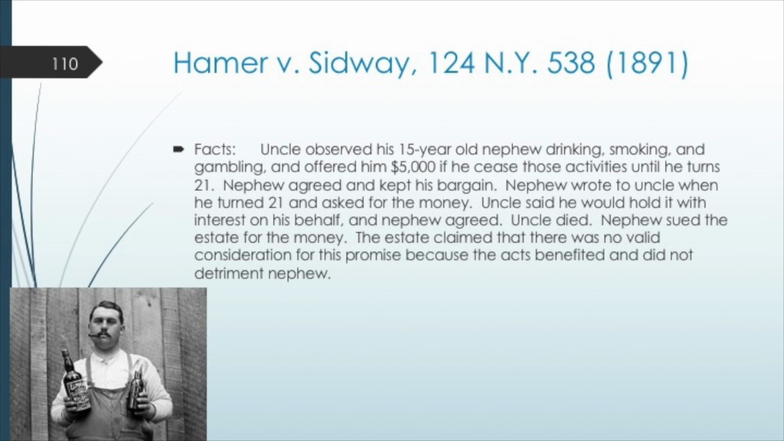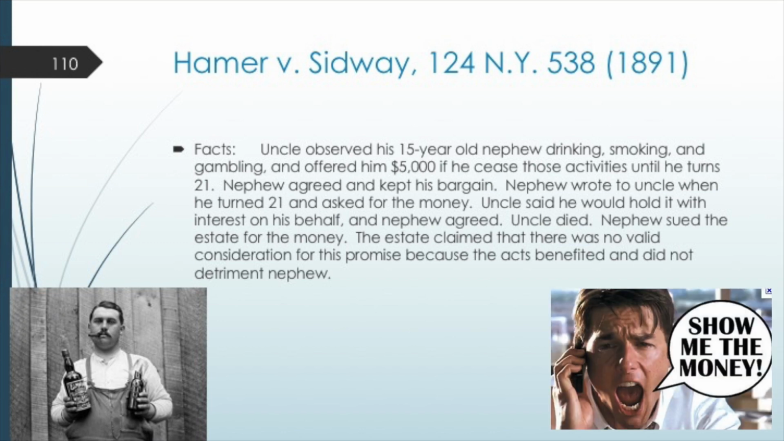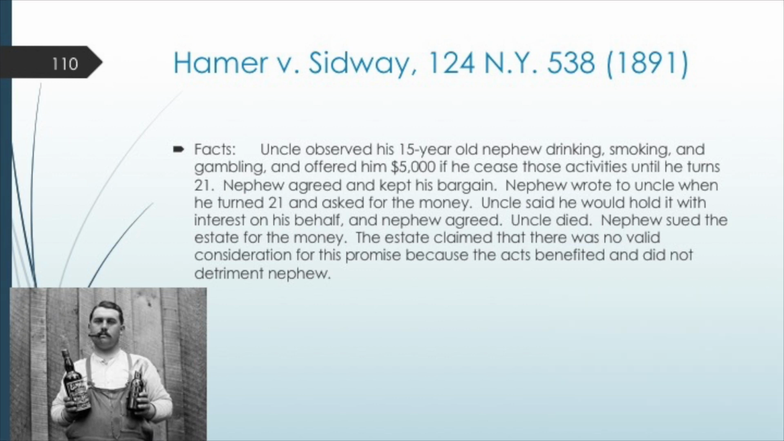So, obviously, the nephew agrees. He gives up drinking, smoking, swearing, and gambling for 6 years as promised, at least as far as we know. On his 21st birthday, he writes a letter to his uncle, telling him that he has complied with his promises and now he would like the $5,000. The uncle sends a letter back to his nephew, saying, I agree that you've complied with the promises made, and I do owe you the $5,000.